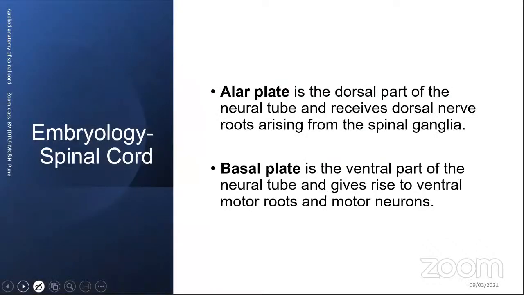The alar plate is the dorsal part of the neural tube and receives the dorsal nerve roots arising from the spinal ganglia. The nerve roots at the posterior aspect go to the spinal cord, and the basal plate is the ventral part of the neural tube, and this gives rise to ventral motor roots and motor neurons. These motor neurons carry the action potentials originating from the cerebral cortex and the brainstem to the motor neurons, and they carry out the motor tasks.